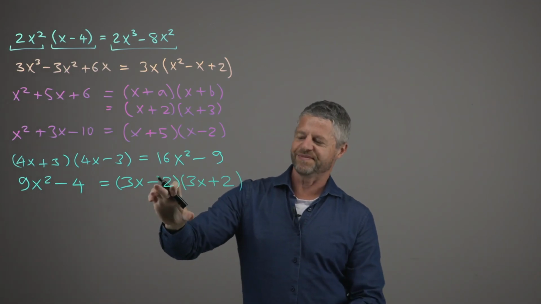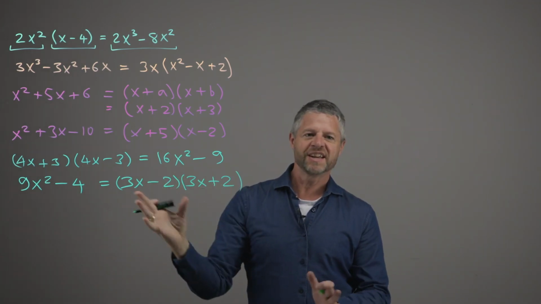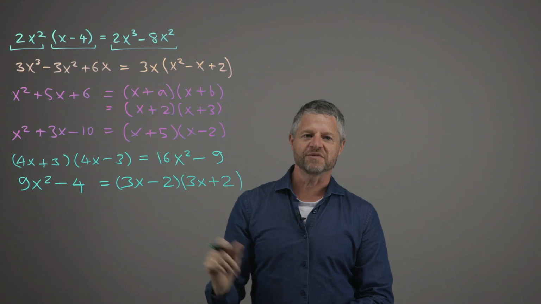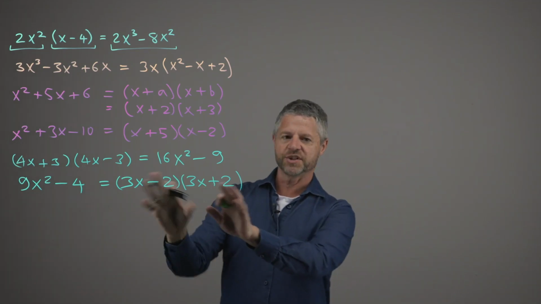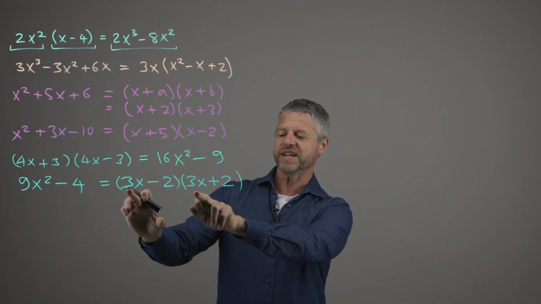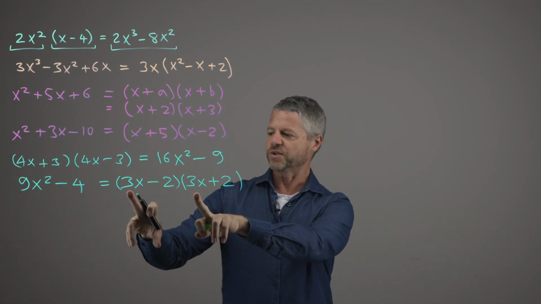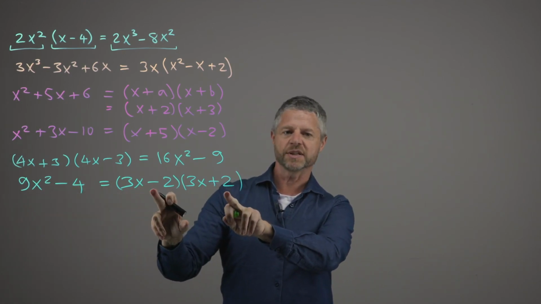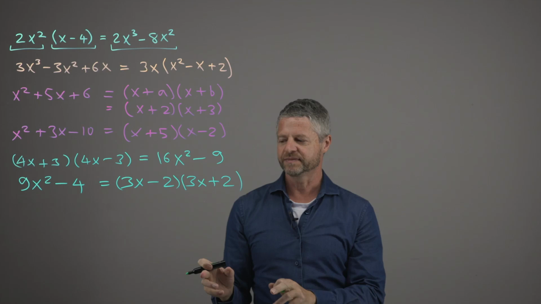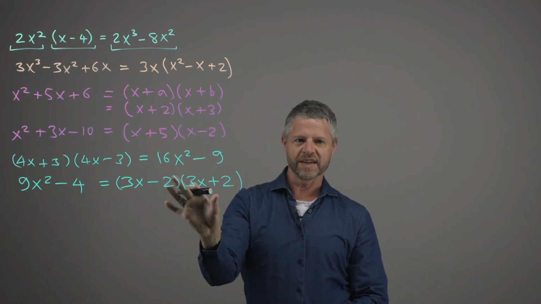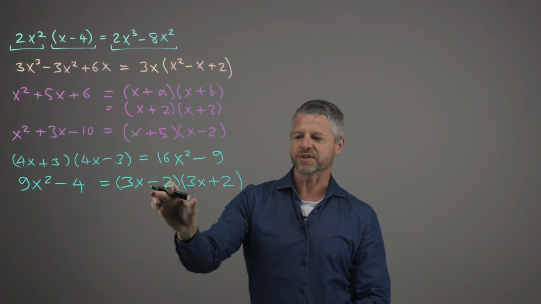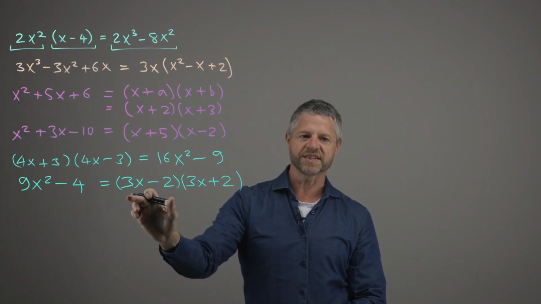I wrote it with the minus here and the plus here. It really doesn't matter which order you write the factors in. But just checking we did the right thing, 3x times 3x is 9x squared, and minus 2 times plus 2 is minus 4. And then the other two partial products cancel out, because we've got minus 6x and plus 6x.